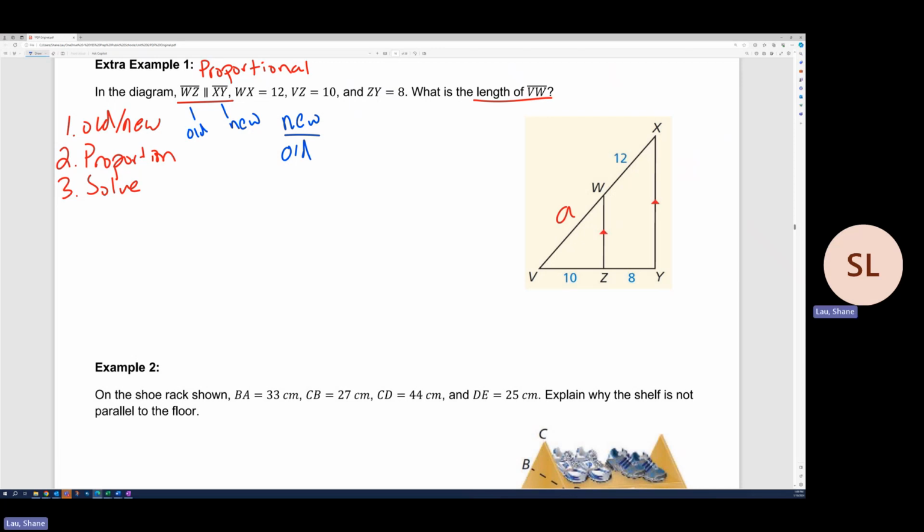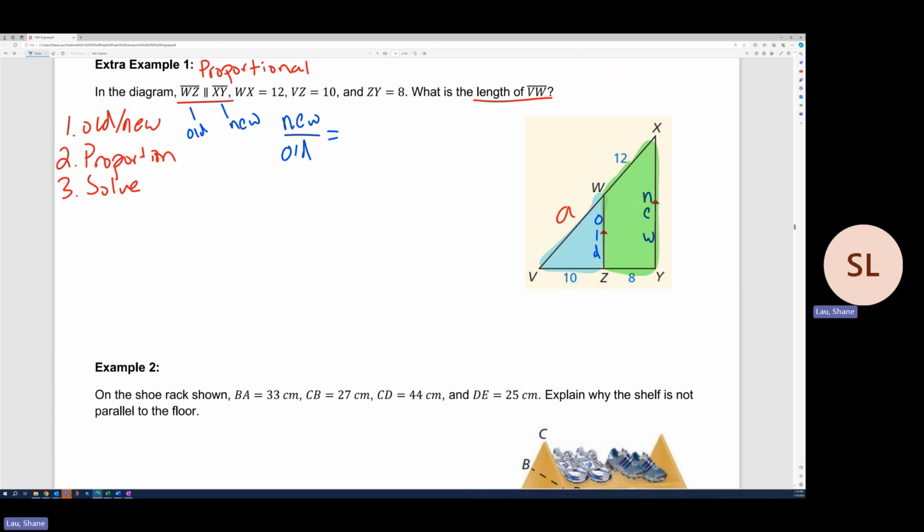So we have new over old now. First, before we move on, I'm going to go ahead and label what we need to do. So we have old and we have new here. And I'm going to go ahead and shade those in. Shade in the other one. Just like so. And I'm going to finally establish what my proportion is.